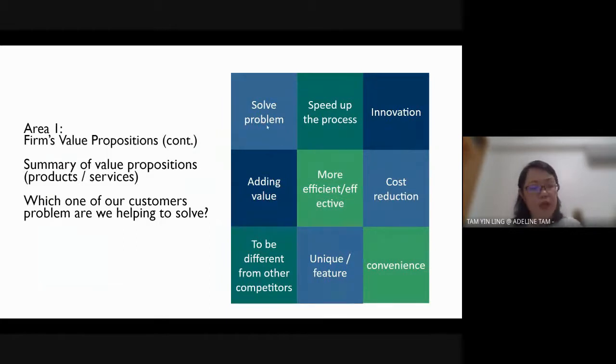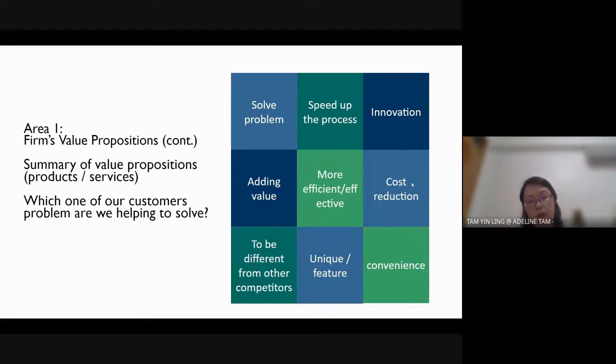We call it value for the customers. For example, solve problem. Refer back to my example before this. Maybe you have solved the customer's problems when they are facing this pandemic. They have certain problems. So you help them to solve the problem, that is one value to the customer. Apa yang dipentingkan? Speed up the process, make it faster or easier. Innovation, something new. Cost reduction is maybe something that you can do.